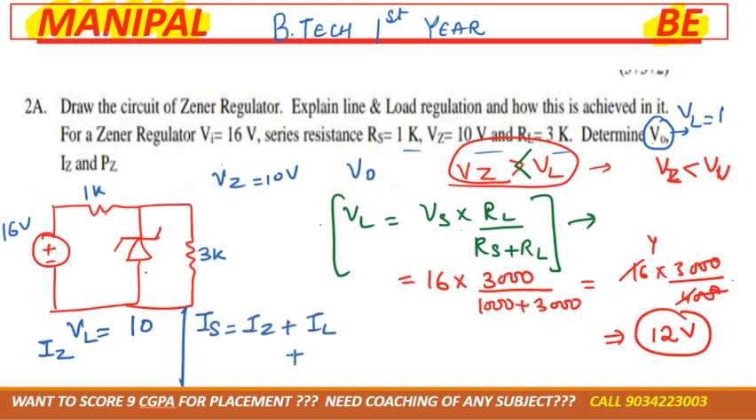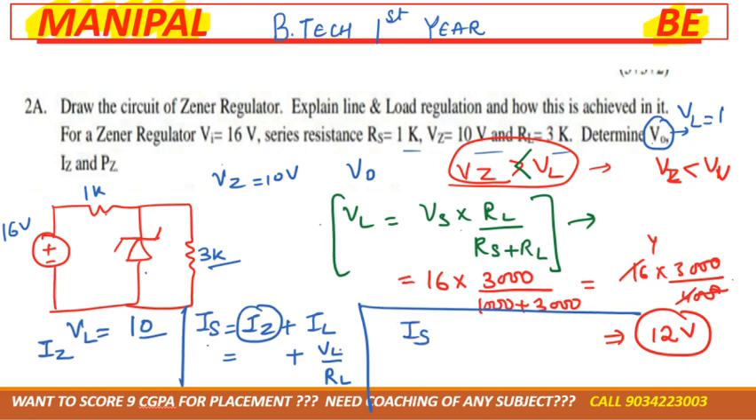IL you have, Is you have, no. Iz तो तुम्हें निकालना है. IL would be how much? VL by RL. VL is how much? 10. RL is 3 kilo ohm. Correct? Is you need to calculate then.